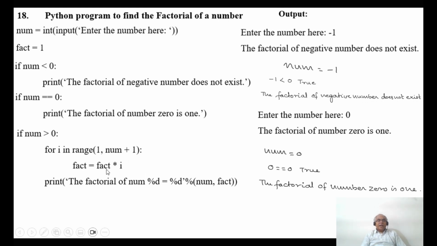Then fact is equal to fact into i. Print the factorial of %g is equal to %g within the quotes, % (num, fact). So how to execute this? If I enter the number 5, the factorial of 5 is equal to 120. That is the actual answer.